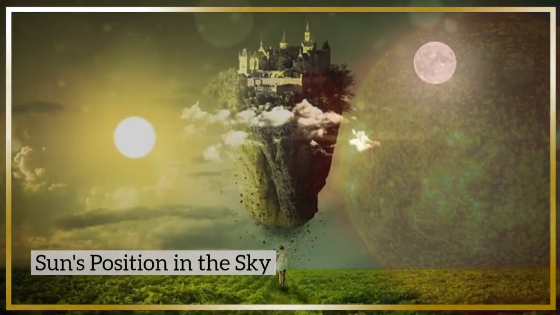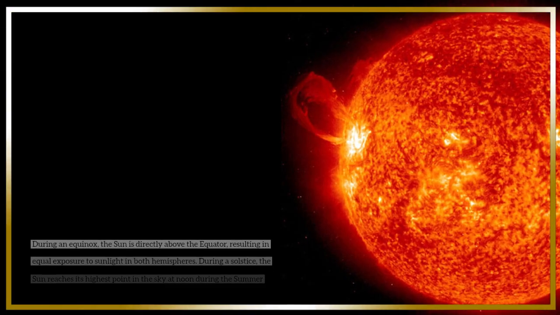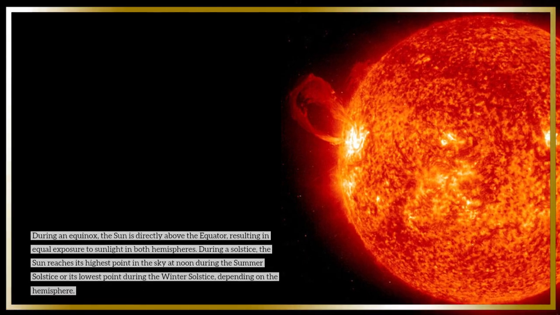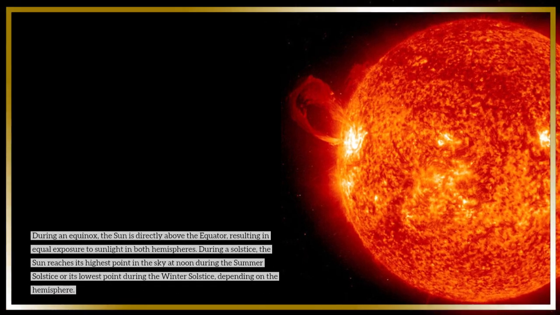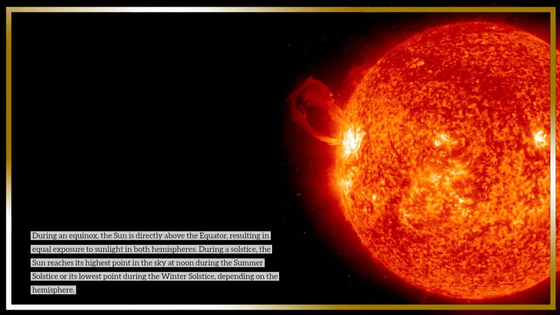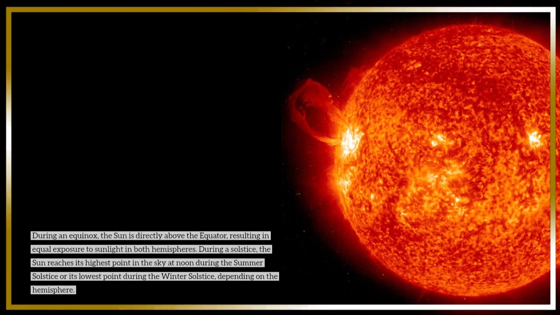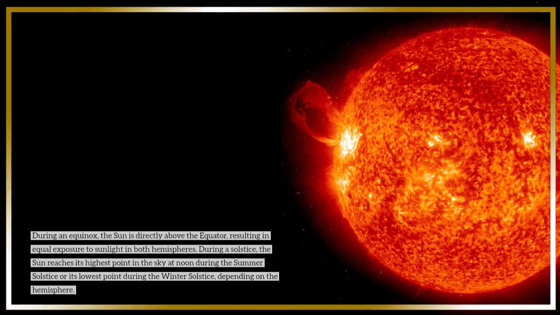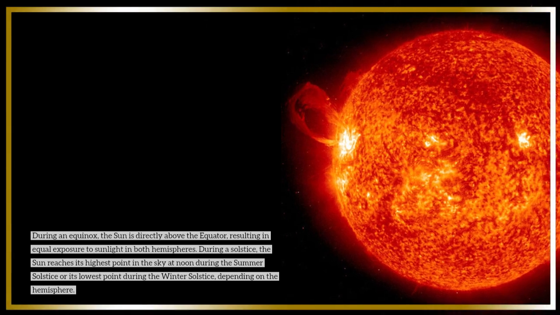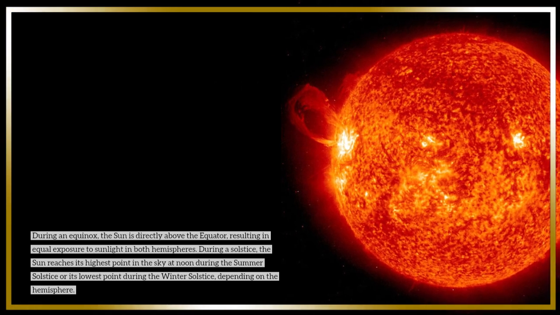Sun's position in the sky. During an equinox, the Sun is directly above the equator, resulting in equal exposure to sunlight in both hemispheres. During a solstice, the Sun reaches its highest point in the sky at noon during the summer solstice or its lowest point during the winter solstice, depending on the hemisphere.